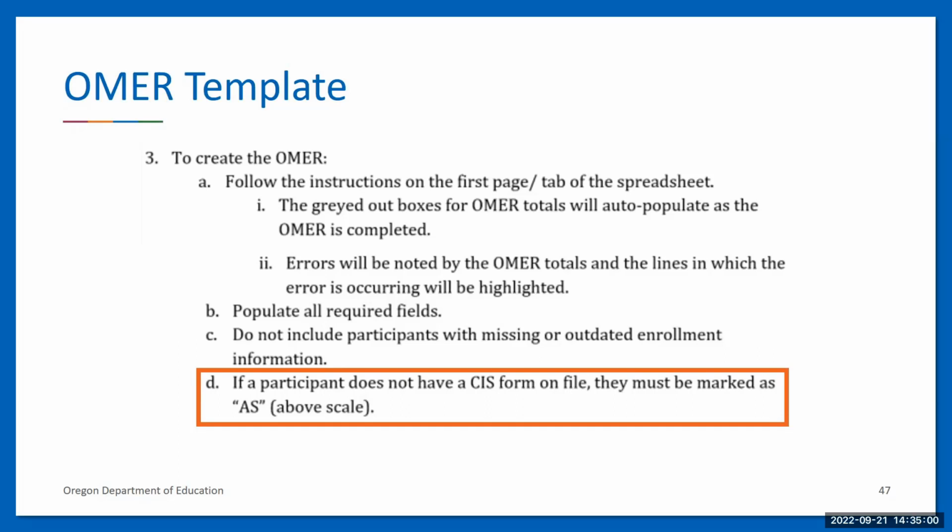As a reminder, a participant is not required to have a CIS to be included on the OMER, but a child enrollment form or other enrollment is. So let's take a quick peek at the OMER to see how the information from the CEF and CIS are used.